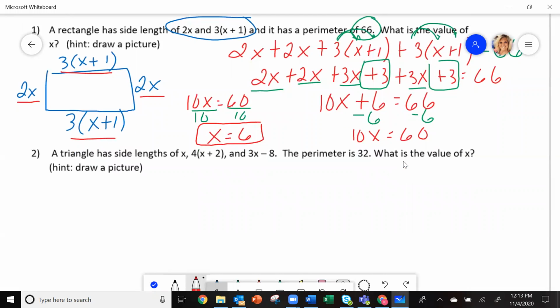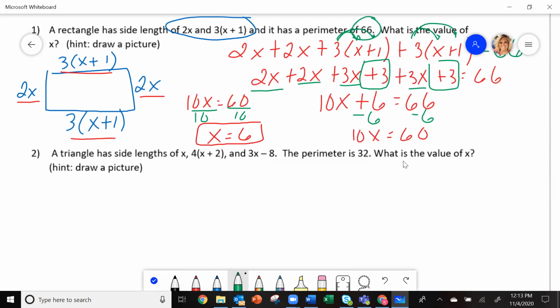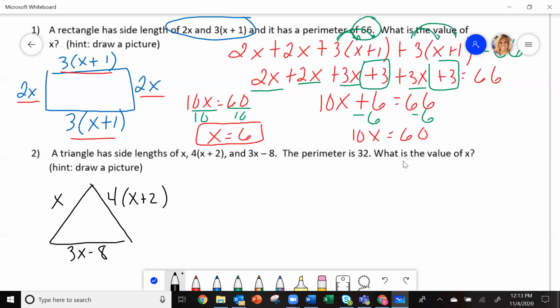So on number 2, if I go to draw my picture, this time it's a triangle, and it tells me my sides, and it doesn't matter what sides I put the things on. I've got an x, 4 times x plus 2, and a 3x minus 8. So I labeled my sides. Again, it doesn't matter which sides you label these things as long as you have them on each one.